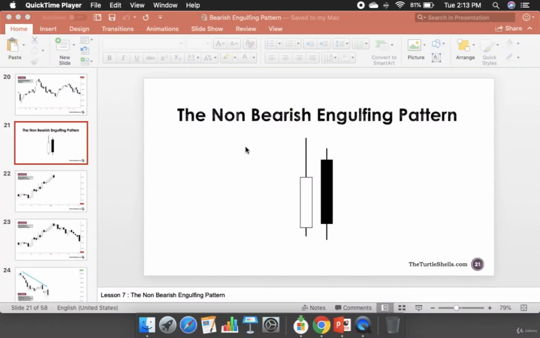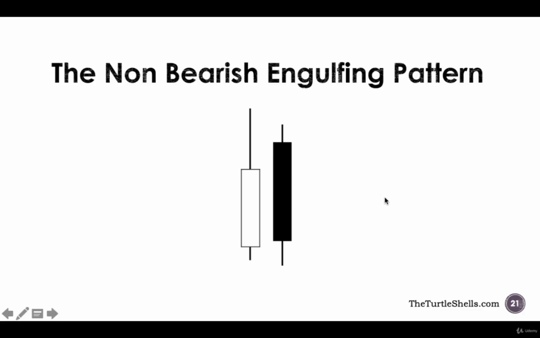Right, now let us have a look at the non-bearish engulfing pattern. So for a bearish engulfing pattern, what are the conditions? It must come after an uptrend. The long black real body must completely engulf the prior white real body. In this case, it is not engulfing, it has closed just within the prior white real body. That is the reason why we do not call this a bearish engulfing pattern.